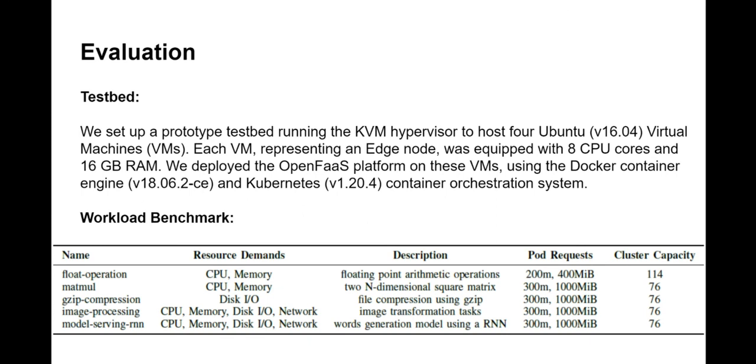And our testbed is built on 4 virtual machines. Each virtual machine has 8 CPU cores and 16 GB RAM, and each virtual machine represents an edge node. We use FunctionBench as our workload benchmark. As shown in the table, we run our experiments with 5 representative functions from different application scenarios.